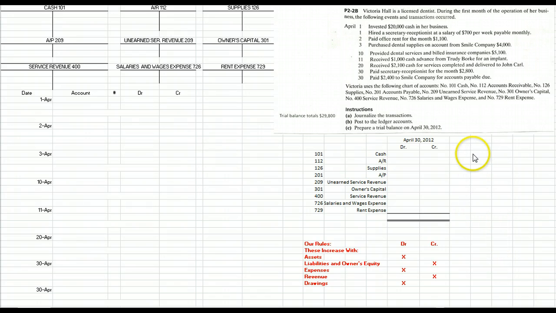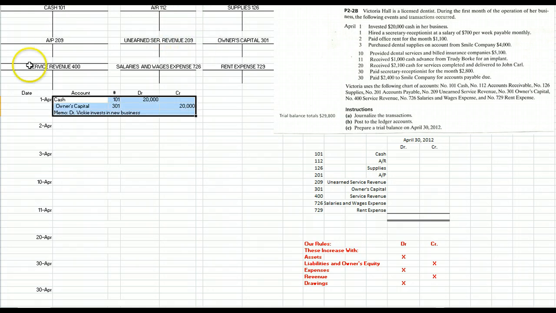So first off, on April 1st, Victoria Hall invests $20,000 cash in her new business. So that means cash is going up by $20,000. Cash is an asset, it increases with debits. And her equity is going up in her business. Equity accounts increase with credits. So let's see what that journal entry looks like. We're going to debit cash for $20,000 and credit owner's capital for $20,000. Put a little story here if you want about what happened.